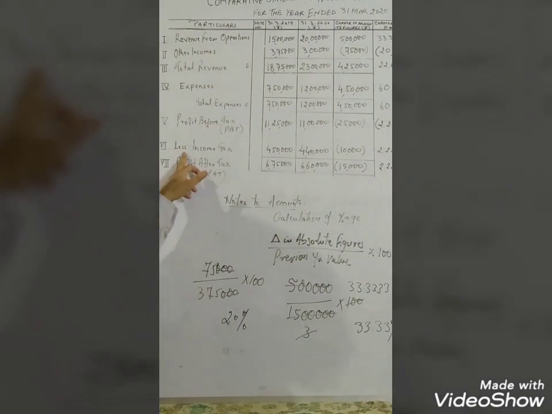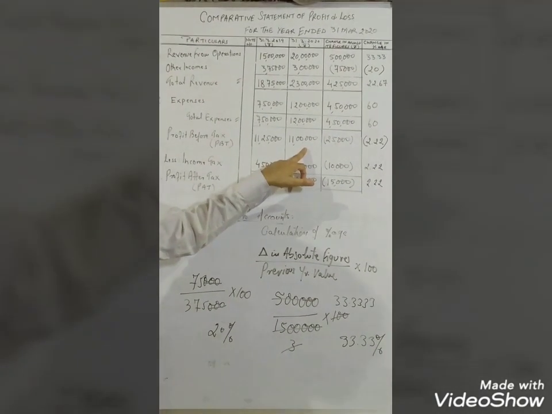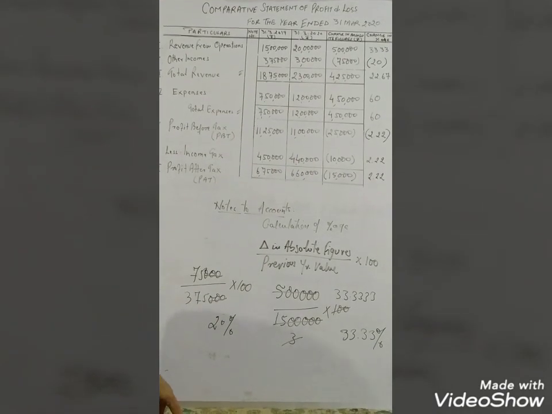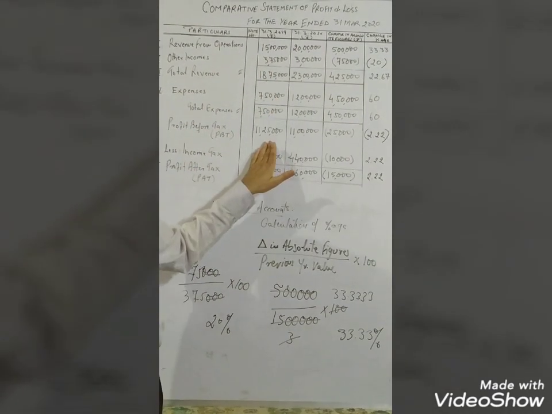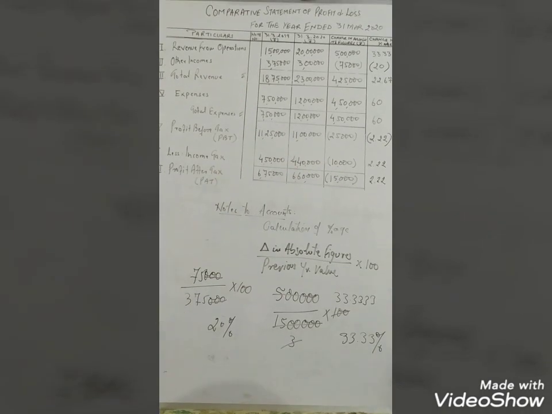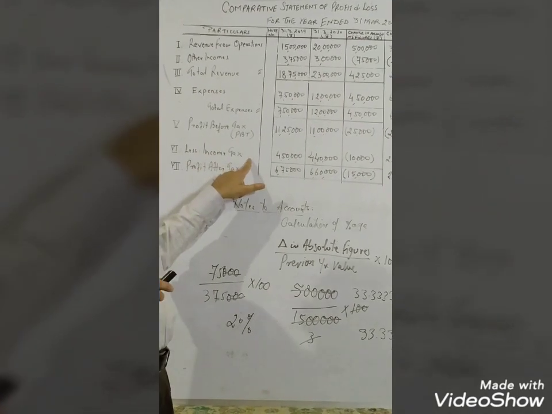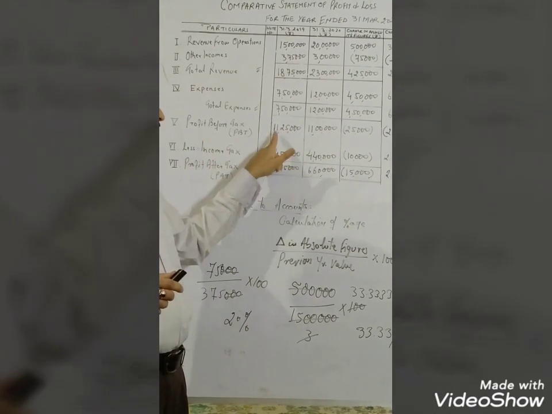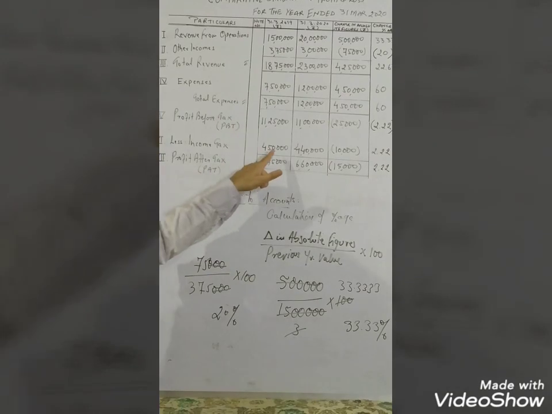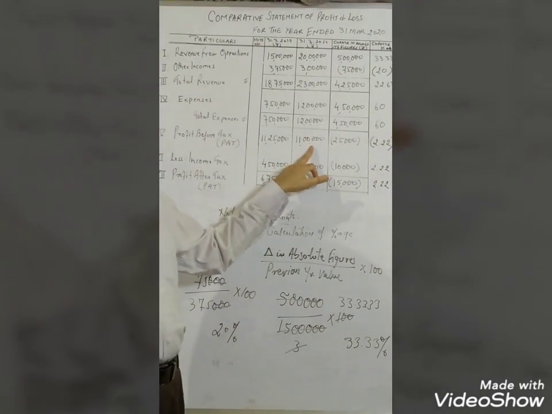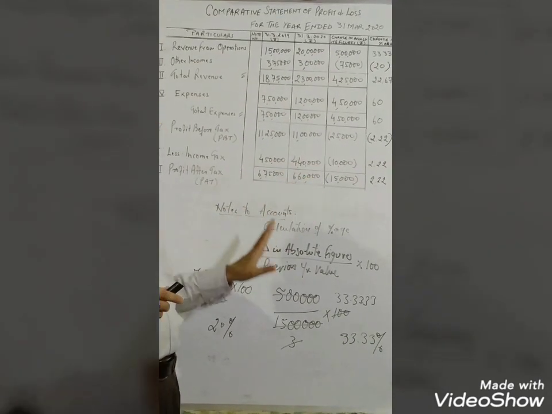Now we have to deduct income tax from the profit before tax. In the question, the rate of income tax is given as 40% in both cases. That is, for the year 2019 and 2020, the rate of income tax is similar. This is 40%. So we have to deduct income tax under item number 6, less income tax. 40% of 11 lakh 25,000, that is profit before tax, will be calculated. We will arrive at 4 lakh 50,000, and 40% of 11 lakh for the year 2020 works out to 4 lakh 40,000.